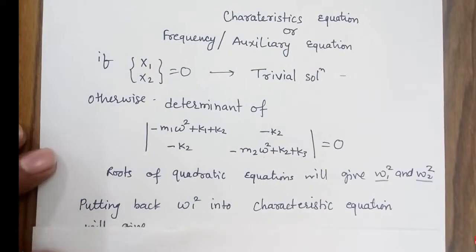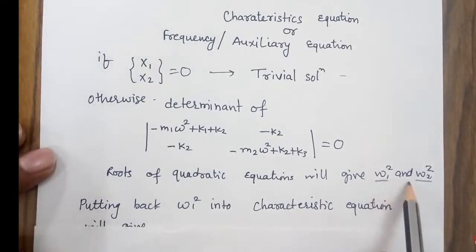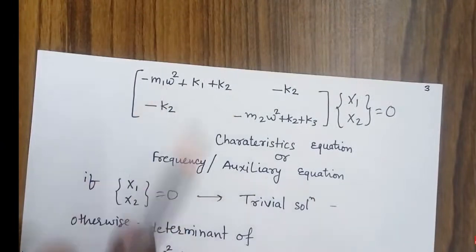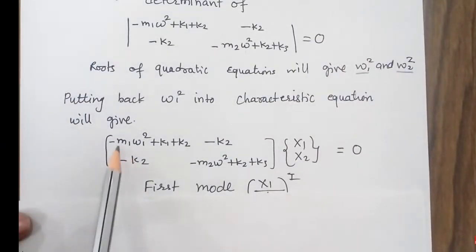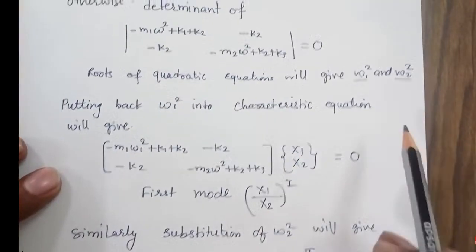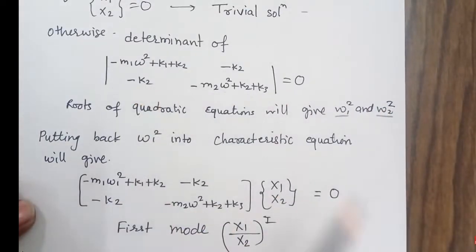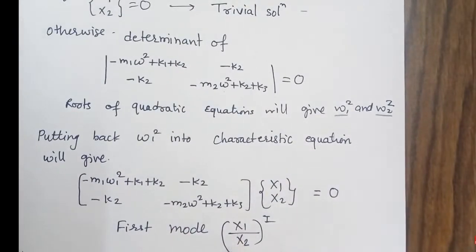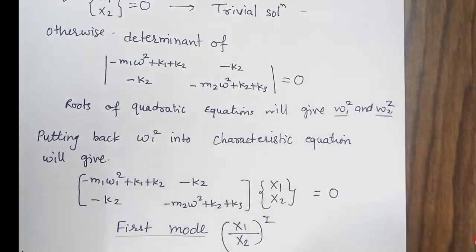When I put this omega value back into my governing equation, putting in m1 omega 1 square, I will get one value of x1 by x2, and similarly when I put back omega 2 square into my governing equation, I will get a second value of x1 by x2. This x1 by x2 is known as the mode shape. It will be my first mode shape and this will be my second mode shape. We will understand it more deeply when we take an example.